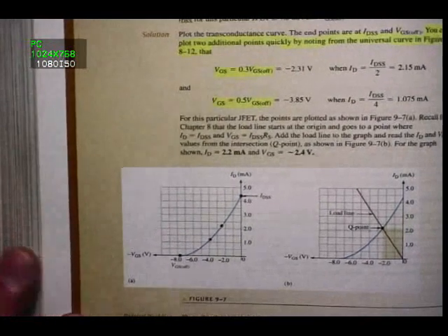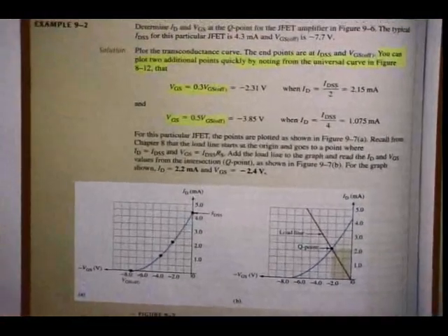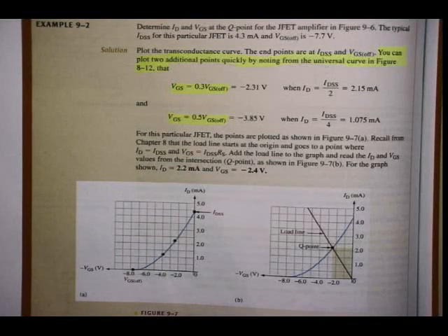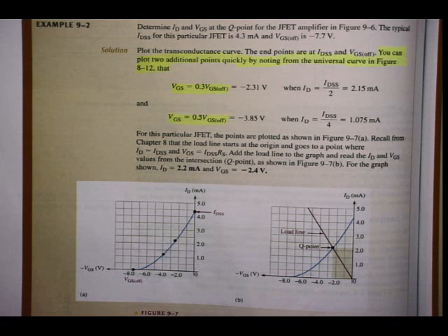Want to point out something there as well. That's important. The question is, determine ID and VGS at the Q point for the JFET amplifier in figure 9.6. The typical IDSS for this particular JFET is 4.3 milliamps and VGS off is minus 7.7 volts. Now the solution, you have to plot the transconductance curve because it's not given. But you know how to do that. In this case I want you to underline, because this was a shortcut that was used that you also can use for this type of problem.